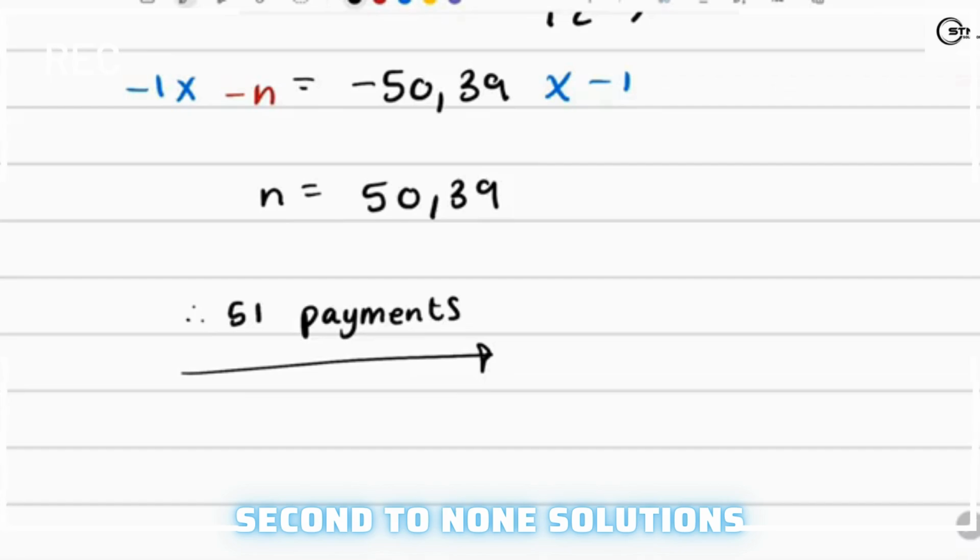Okay, so that is it for question 7. And then we move on to calculus, which is questions 8 to 10.